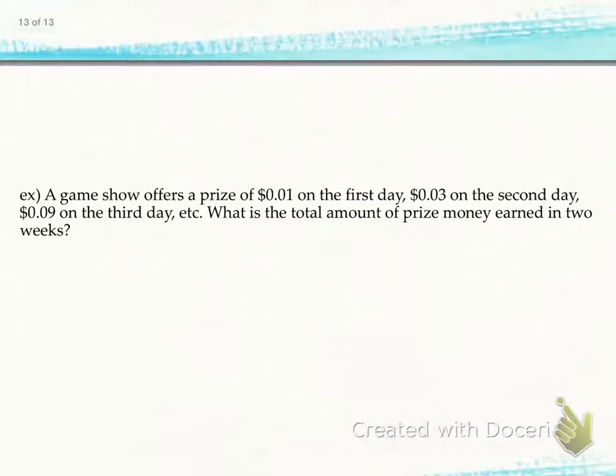Okay. A game show offers a prize of 1 cent on the first day, 3 cents on the second day, 9 cents on the third day. What is the total amount of prize money earned in 2 weeks? So I know I go from 0.01 to 0.03 plus 0.09... And I know there are 2 weeks. So how many days are in a week? We got 7. So for 2 weeks, we got 14 days. So I need to figure out the total after 14 days.